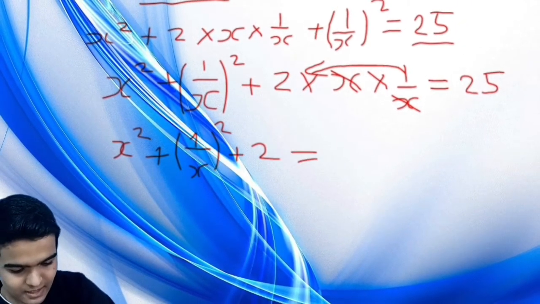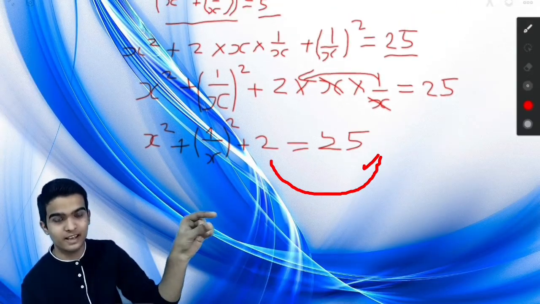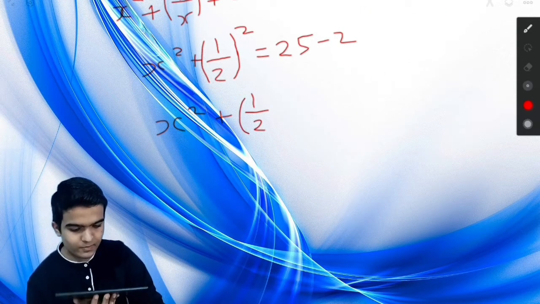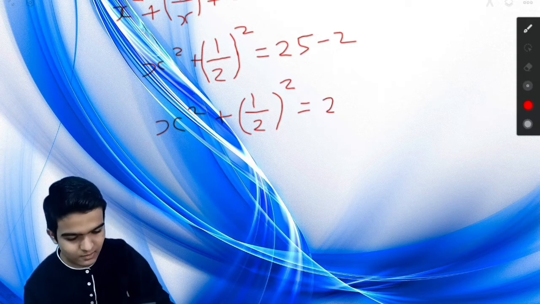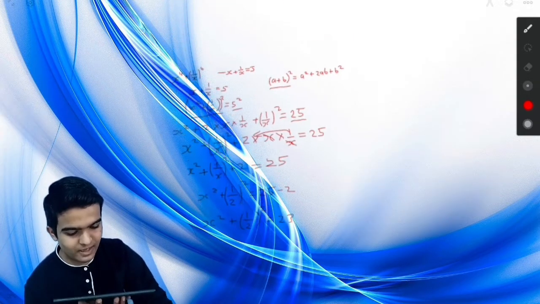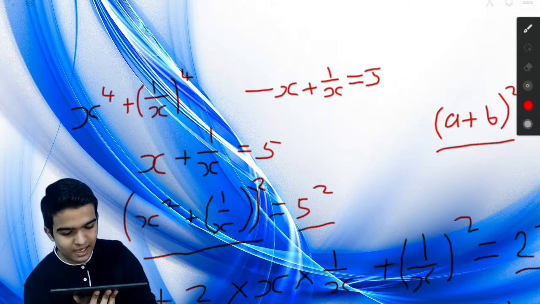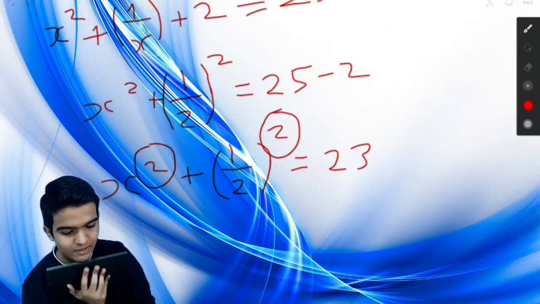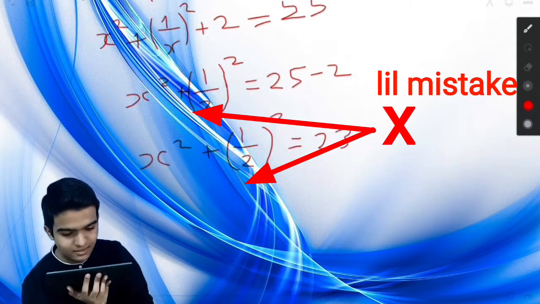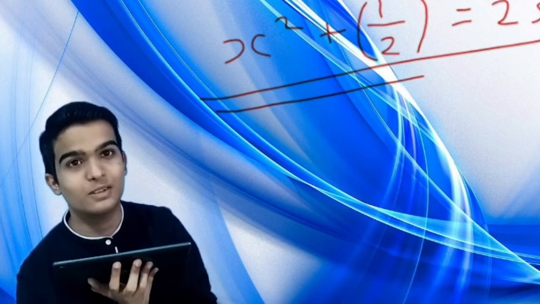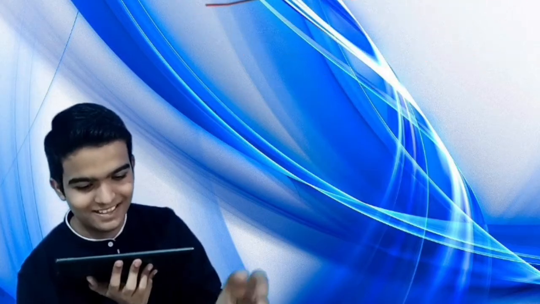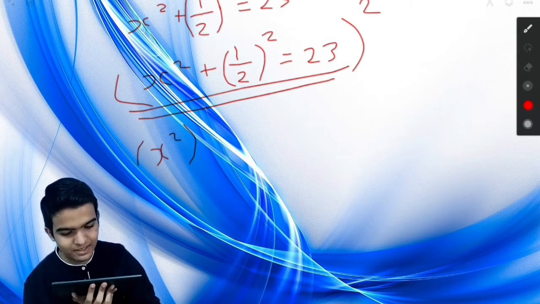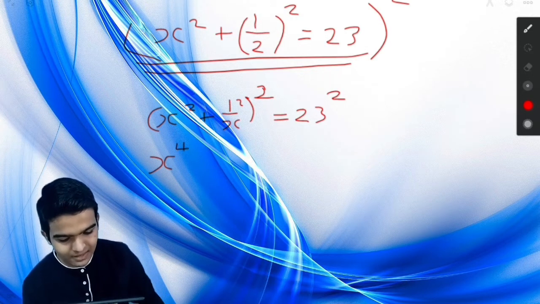After this, you can just put the 2 on the other side and subtract it from 25, which is actually 23. So x square plus 1 upon x square is equal to 23. As you can see, we actually need the power of 4, not square. We have to change it to 4. So for that we have to do the steps again, square both sides again, and solve it like this.